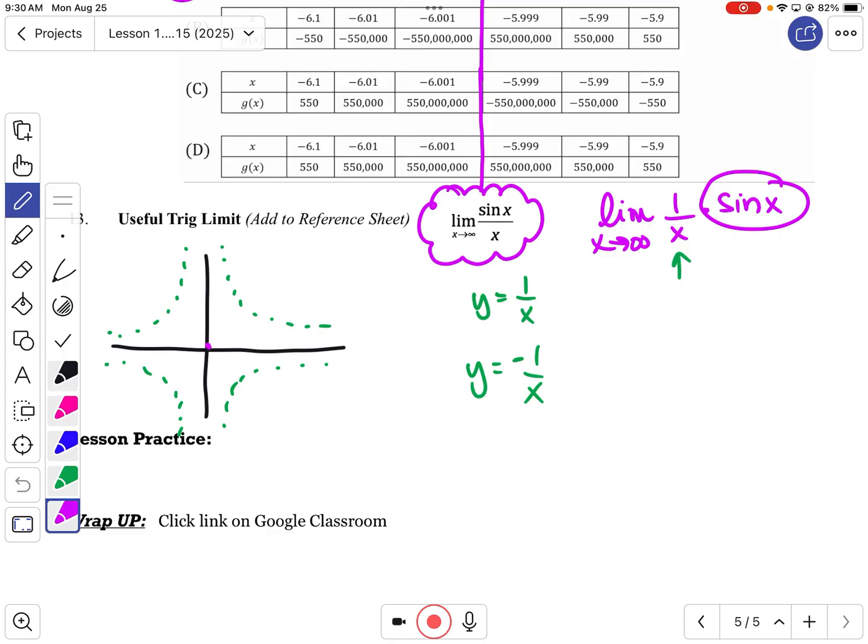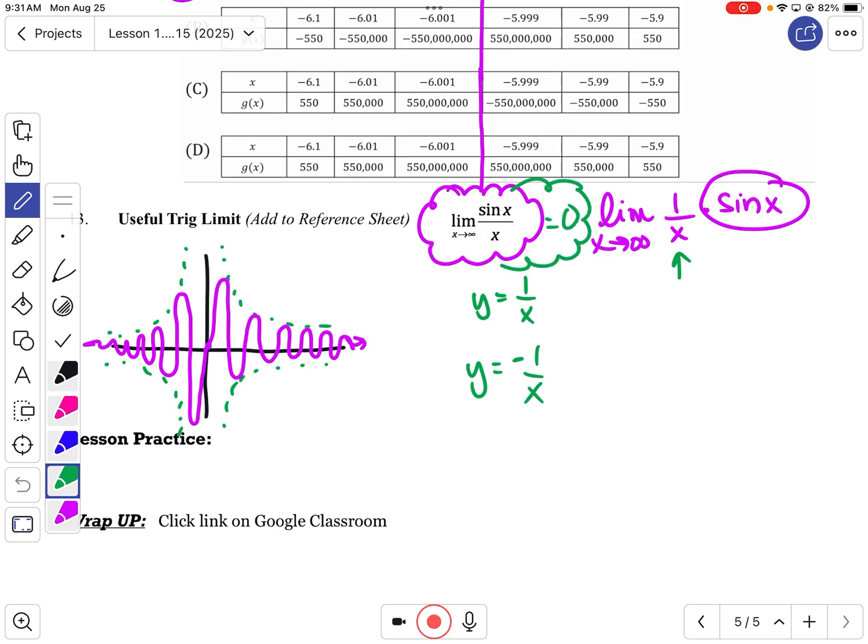Okay, so if we think of sine, it starts at 0, it goes up and then down and up and then down, all between that, okay? Same thing on the other side. Okay, so as we approach infinity, what is that boundary of 1 over x going to do to that sine function? Squeezes it down to what? 0. Okay, squeezes it down to 0. So the value of this limit is 0. Add that to your reference sheet.